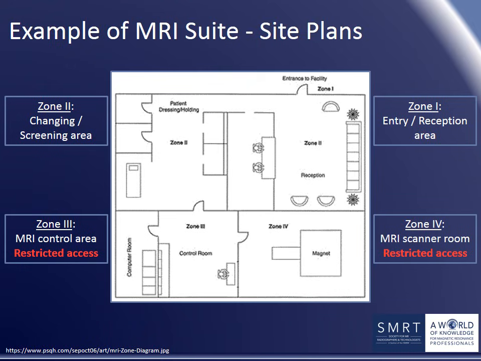Here is an example of an MRI suite where Zone 1 is the reception area and entry to the MRI suite. Zone 2 encompasses the changing and patient screening areas. Zone 3 contains the MRI control area and entry into Zone 4. And Zone 4 is the MRI scan room itself. This departmental design reduces the chances of individuals accidentally entering the MRI scanner room because persons must pass through the supervised and restricted zones before coming in contact with the static magnetic field of the MRI scanner.